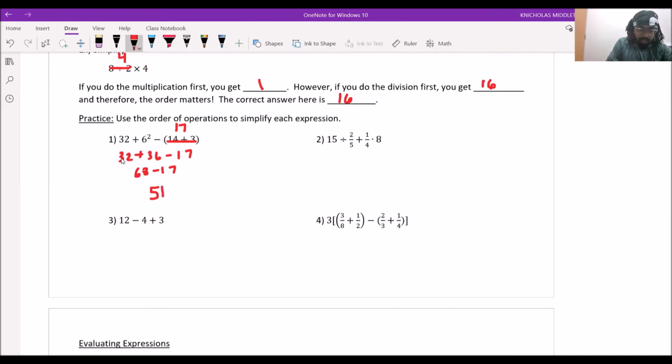And so our answer, our first problem, simplified is 51. And 51 is a lot simpler than our original statement that we were given. All right, numero dos, from left to right. 15 divided by 2/5.